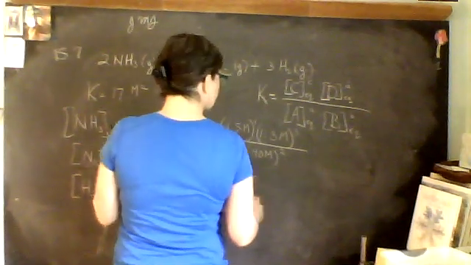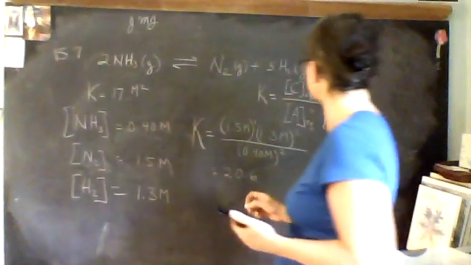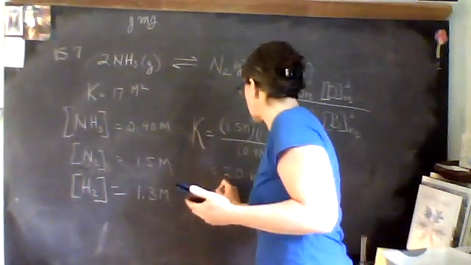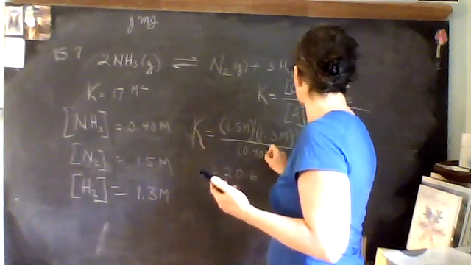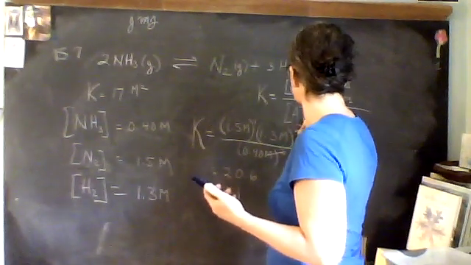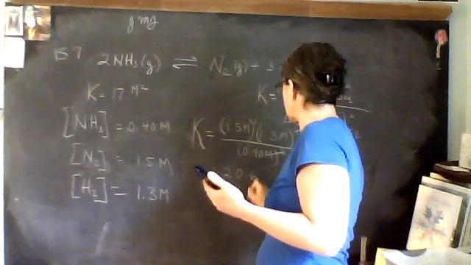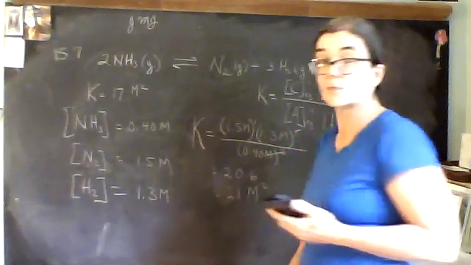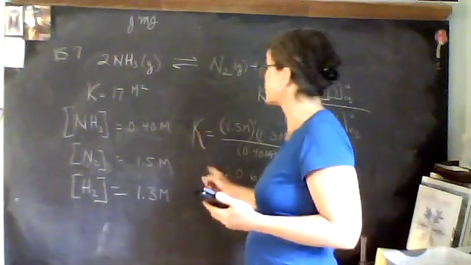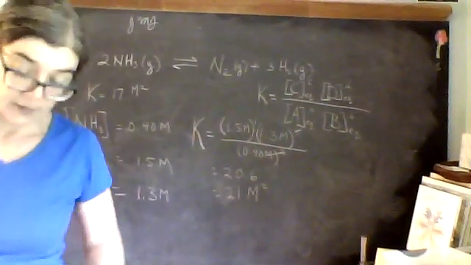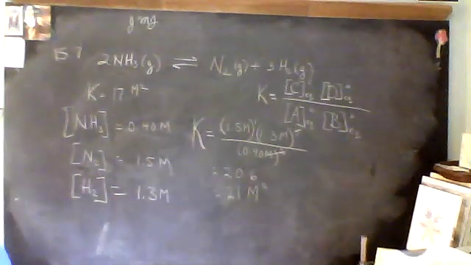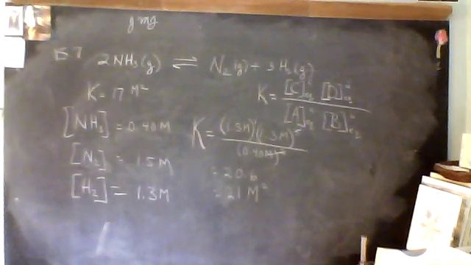How many significant digits do I want? 2. I only want 2, so this will be 21. And let's check our units. This is molarity squared, so that just becomes, that's molarity times, so this will be molarity squared. Okay? So we're going to end up with 21 molarity squared. So this is not equal to this K, is it? It is not. Okay, so these are not the concentrations of the reaction at equilibrium.